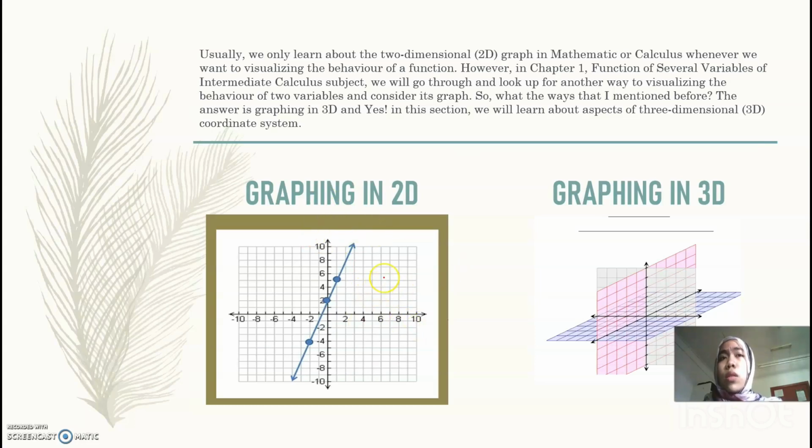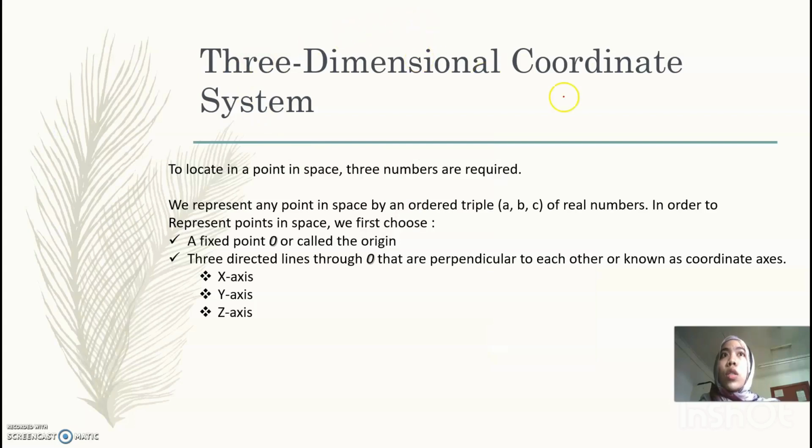And then we can only see the 2D graph, and maybe a square. But in graphing 3D, we have 3 axes, which are the z-axis, y-axis, and x-axis. We will go through more about the plane in the next section. So this is graphing in 3D, and usually we will get a box or something like that in the 3-dimensional coordinate system.